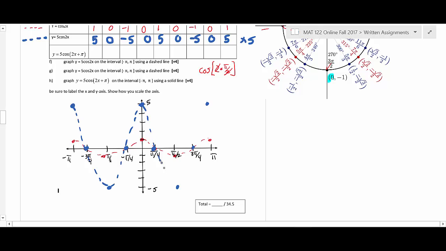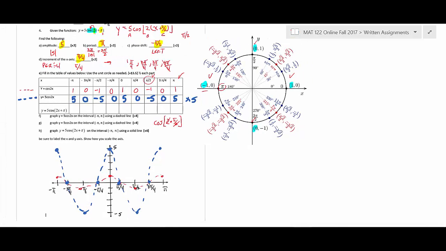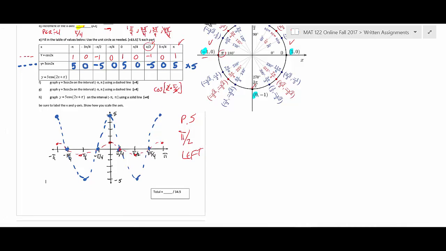Okay, and then now you've got your cosine wave like this. Okay, that takes care of that. And then the last thing we're going to do is the phase shift. If you look at your phase shift, we were phase shifting pi over 2 to the left. So to get this final product, let's do that in green again.